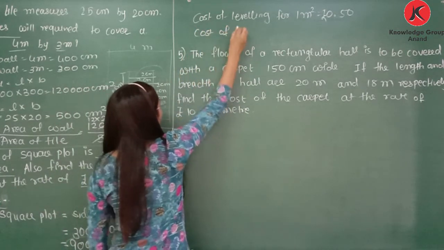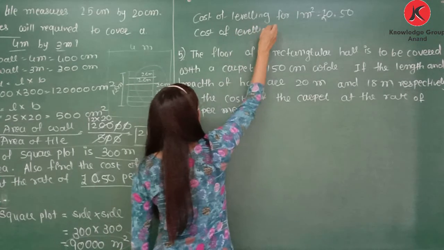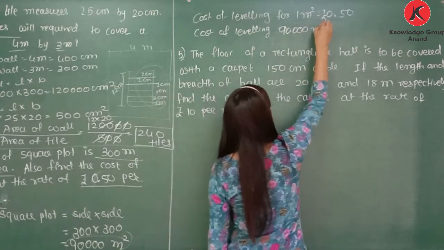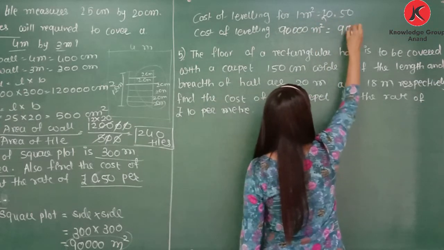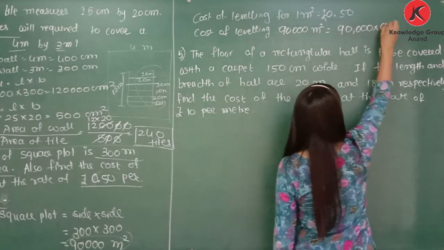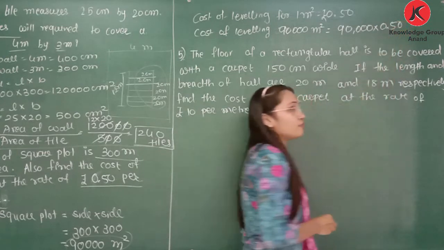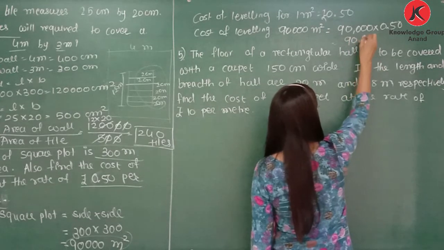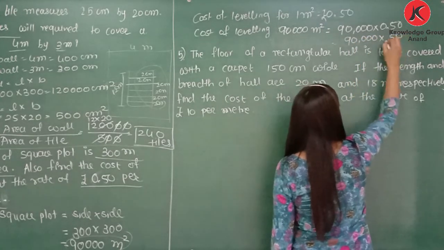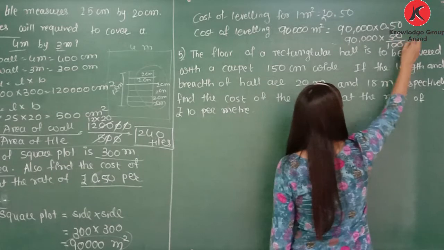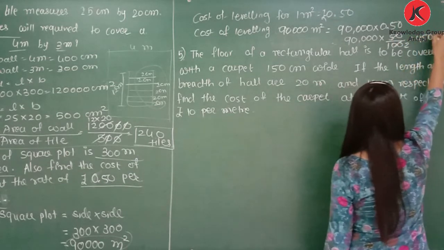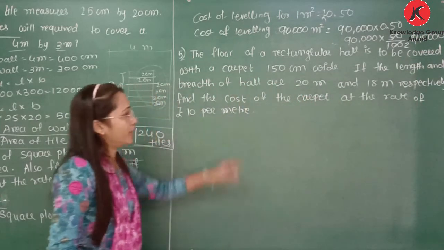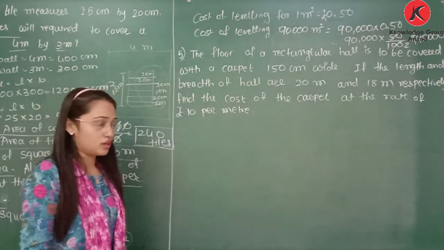So cost of leveling 90,000 meters square is multiplied, cross multiplication, 90,000 multiplied 0.50. Now 0.50 is in decimal, so convert it into fractions. So 50 divided by 100 is 1 by 2, so it is 45,000 rupees. Clear? 90,000 divided by 2, that is 45,000.